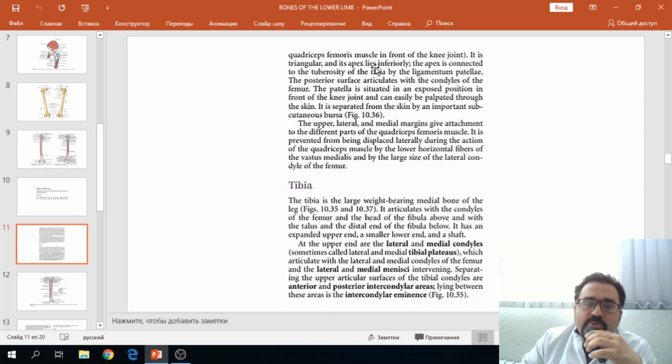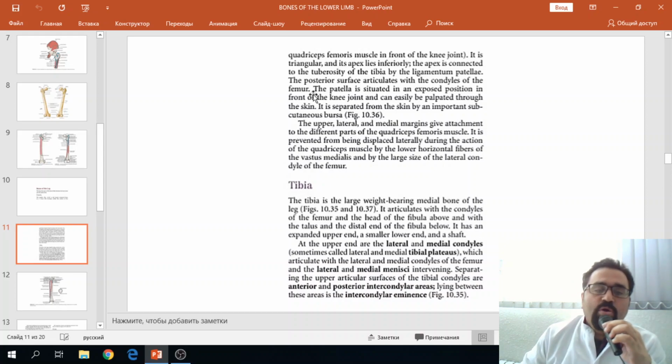Sesamoid bones are those bones which are formed in the tendons of large muscles. The large muscle in which the patella, a sesamoid bone, is found is quadriceps femoris. The posterior surface articulates with the condyles of the femur. We see on the lower end of the femur there are the lateral and medial condyles.